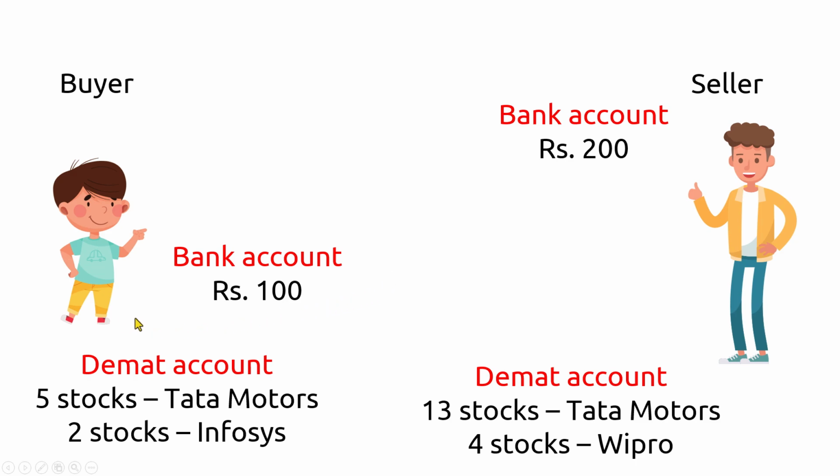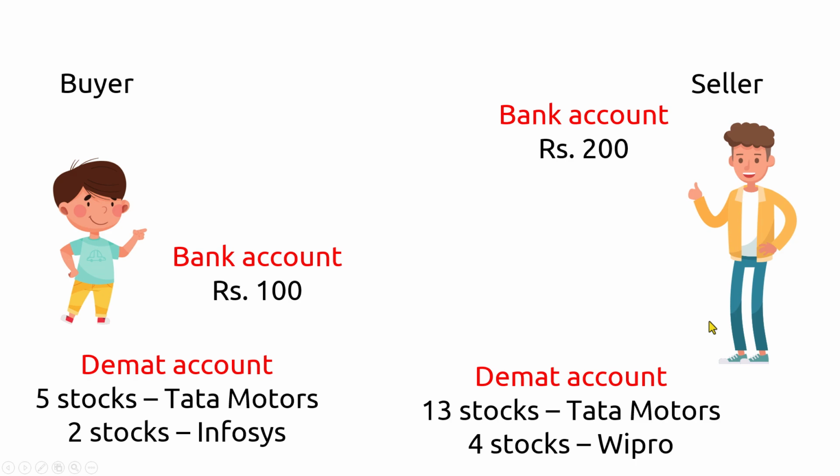For example, this person owns 5 stocks of Tata Motors and 2 stocks of Infosys. This is reflected in the demat account. And in this person's demat account, it says he has 13 stocks or shares of Tata Motors and 4 stocks of Wipro. This is reflected in his demat account.